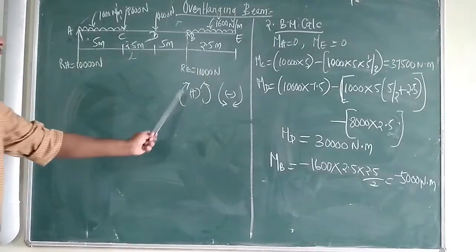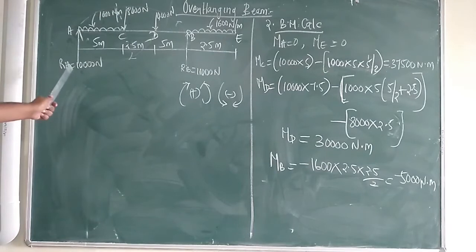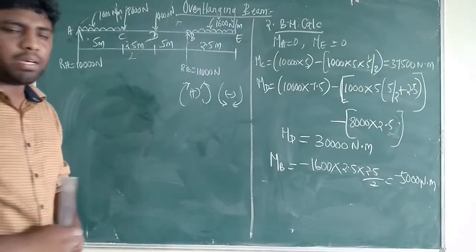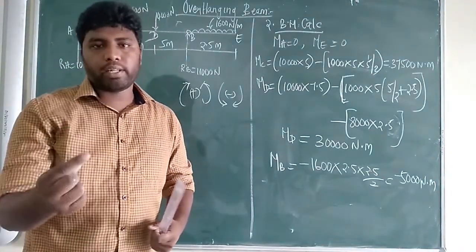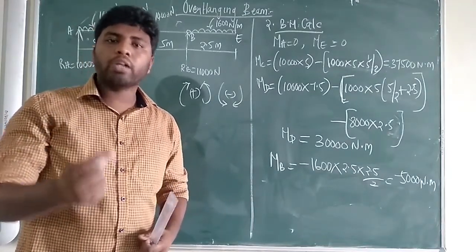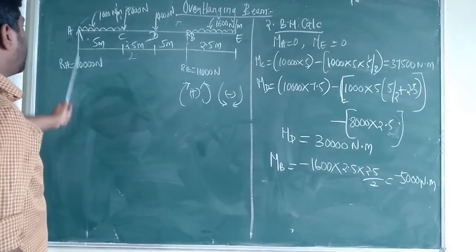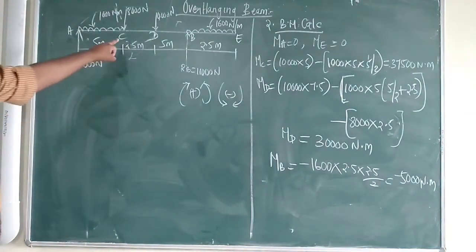So using the sign convention, calculate the value. First RA is there, 10,000 Newton. So while calculating bending moment, if it is a point load you will consider it as load into distance. If it is UDL it means load into distance by 2. So here is a vertical load. So force into distance till point C.